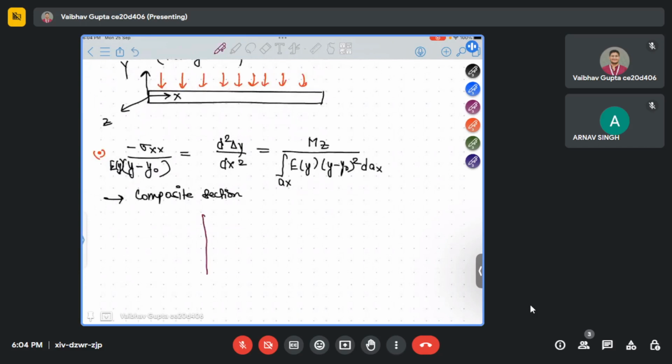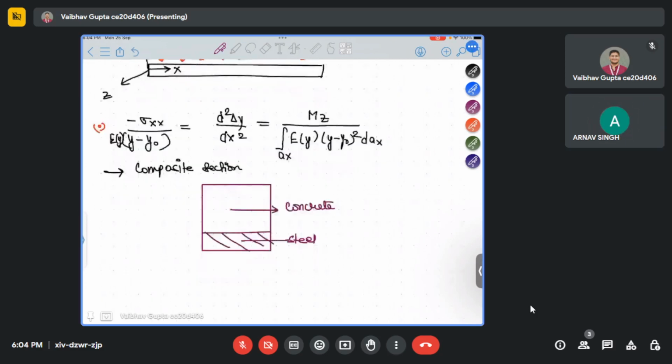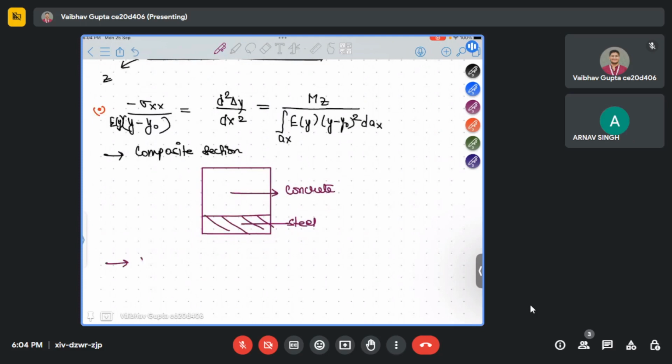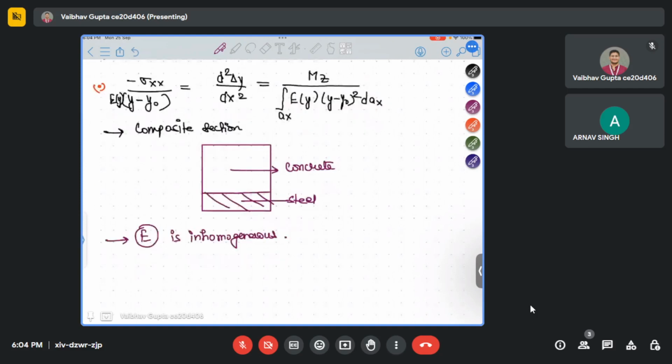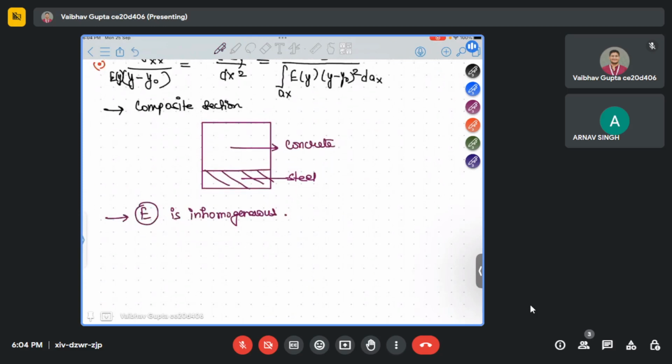What was the section? The section will be like this. For example, suppose this part is made up of steel and this is made up of concrete. Am I audible? Yes, sir. Okay, and we saw that E is inhomogeneous. This we saw last week, and how to solve questions based on this. Similarly in this case also, the loading is applied in the y direction, same as above.